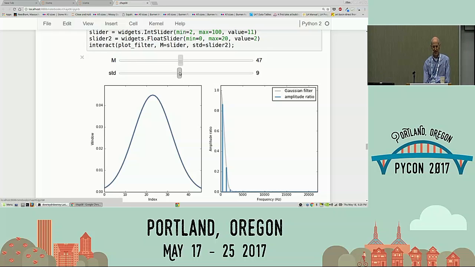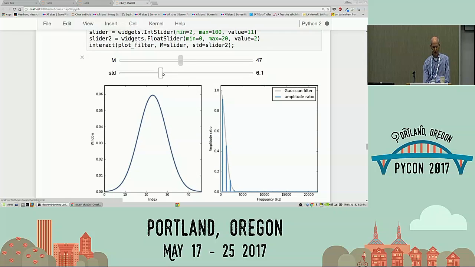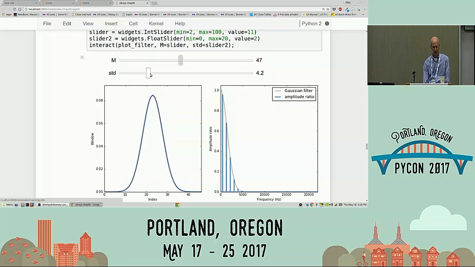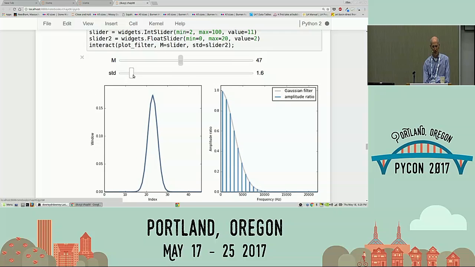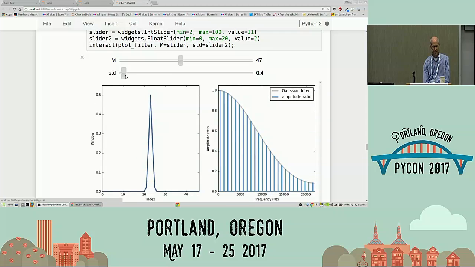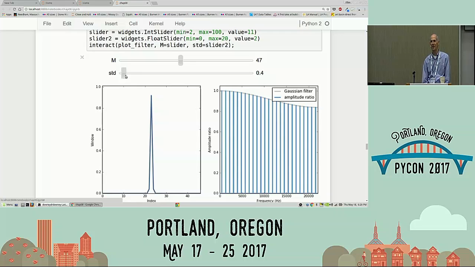And again, if I decrease the standard deviation, the window in the time domain gets narrower, and the filter in the frequency domain gets wider. So there's this inverse relationship between the width of the window in the time domain and the width of the filter in the frequency domain. Good? Questions? Thoughts?